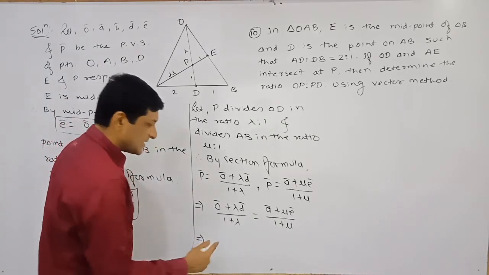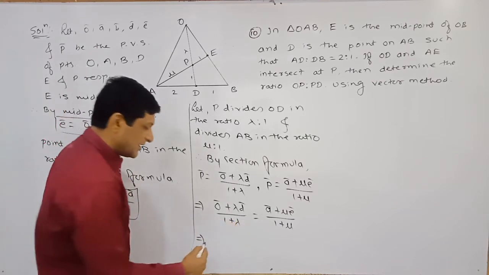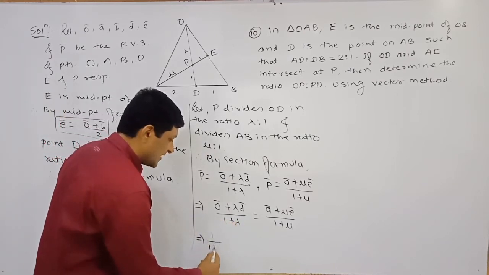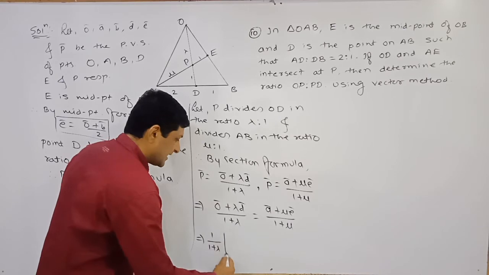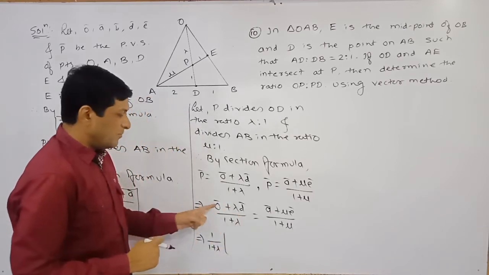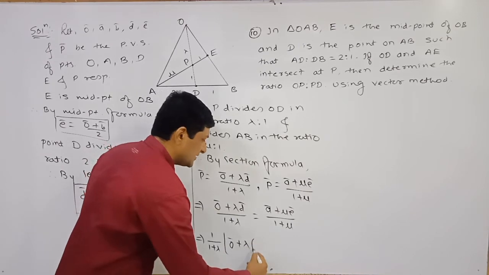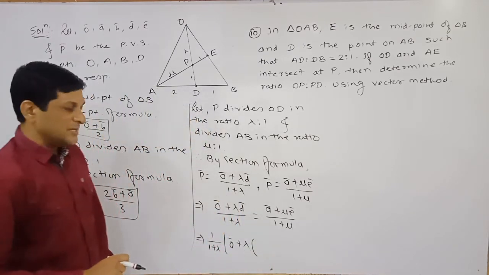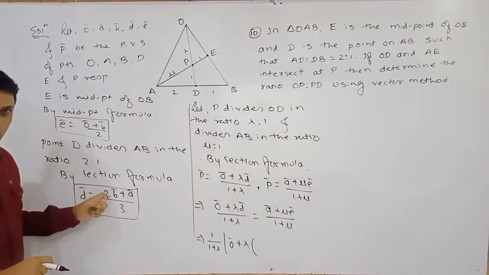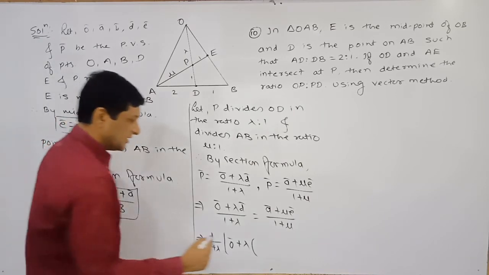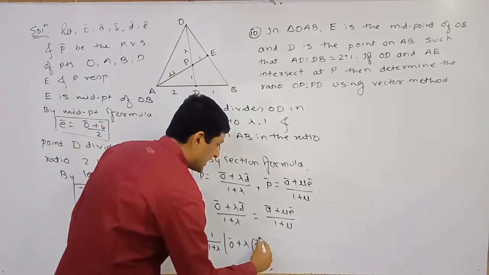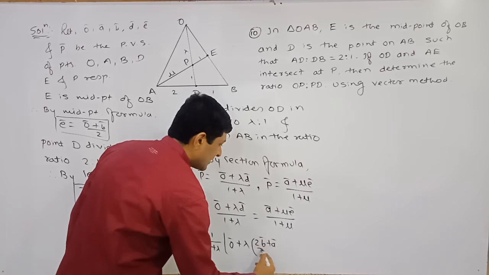So this implies that 1 upon 1 plus lambda, take it on one side. Now O bar keep it as it is. O bar plus lambda also as it is. Just we are substituting the value of D bar. This is the value of D bar, 2B bar plus A bar upon 3. So 2B bar plus A bar upon 3.